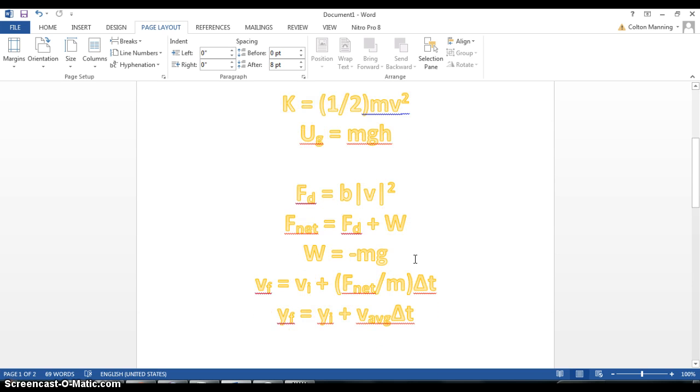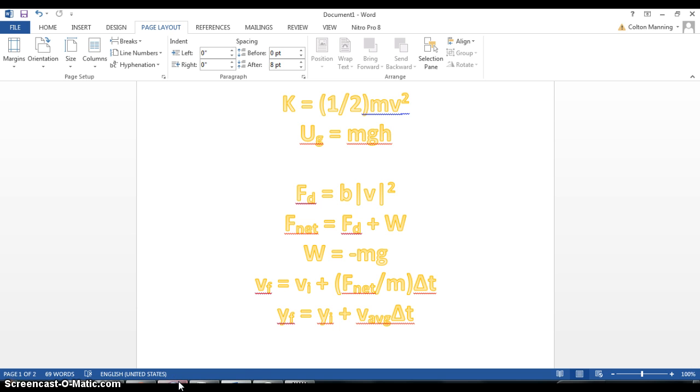We'll also be using the actual Newton's second law formula. Final velocity is equal to the initial velocity plus the net force divided by mass times delta t, and the y position is equal to the initial y position plus the average velocity times delta t. All of these will be relating to the j hat vector in the y position.